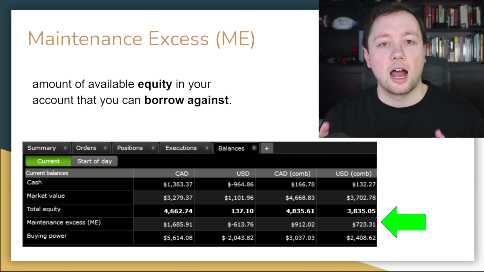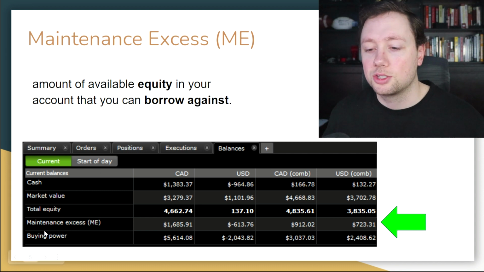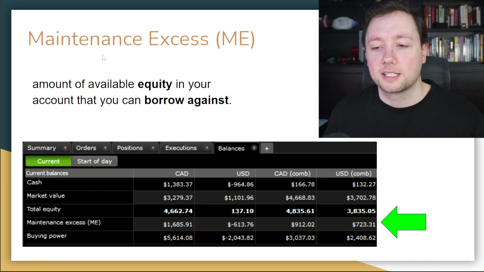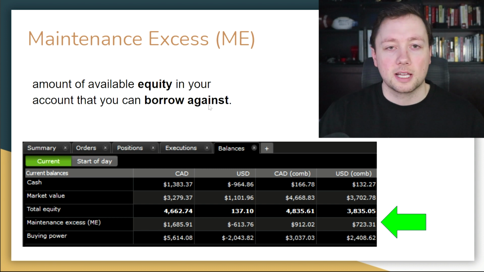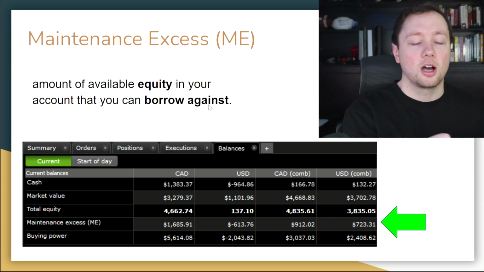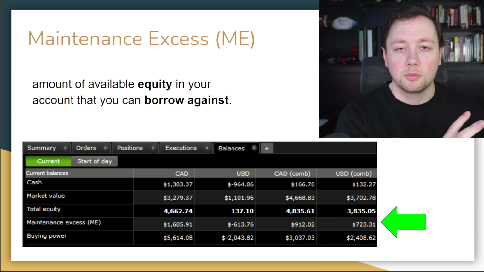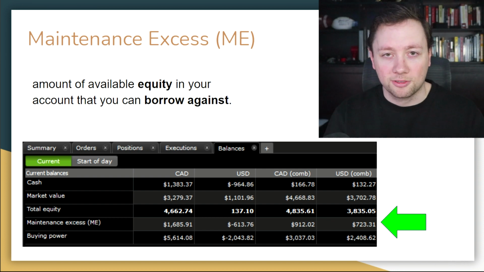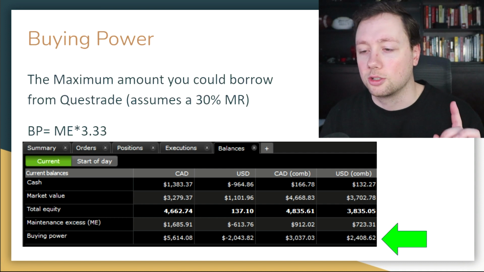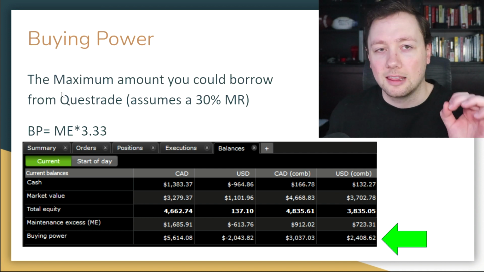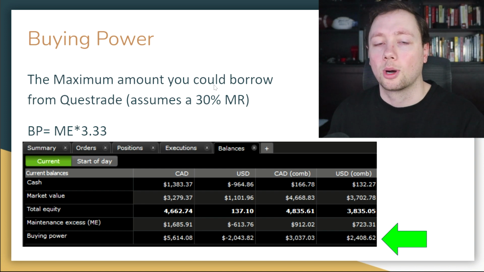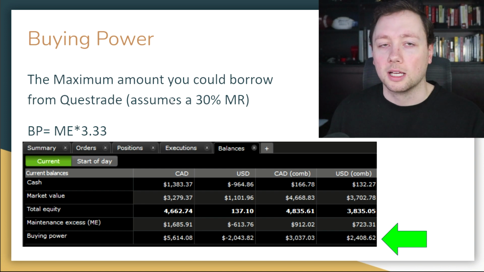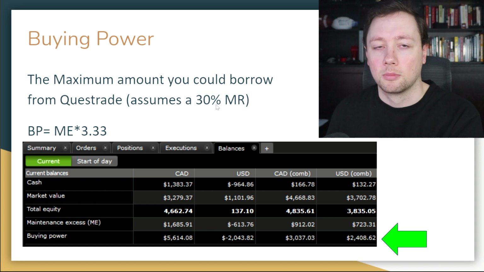Now, you can figure out how much money you have to spend by looking at these two lines right here. This is your maintenance excess and your buying power. The maintenance excess refers to the amount of available equity in your account that you can borrow against. So this represents how much equity in your account has not been margined against yet and how much money you still have there as basically a buffer. Now, when you go down a notch to the buying power, this represents the maximum amount you could borrow from Questrade, assuming the security has a 30% margin requirement.